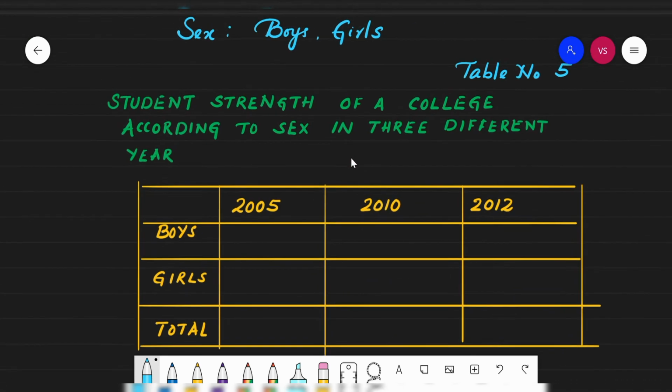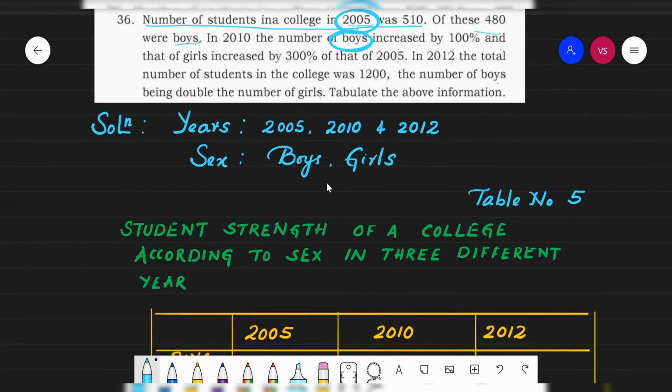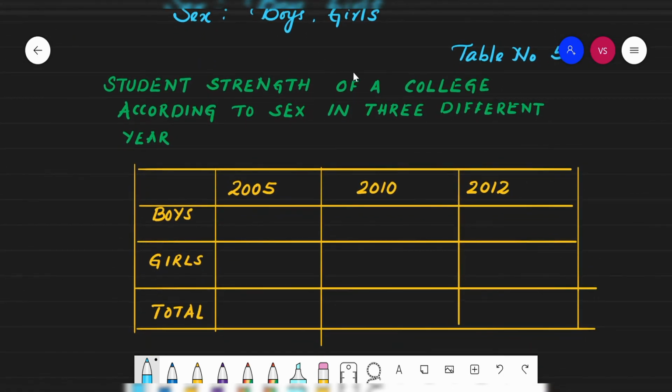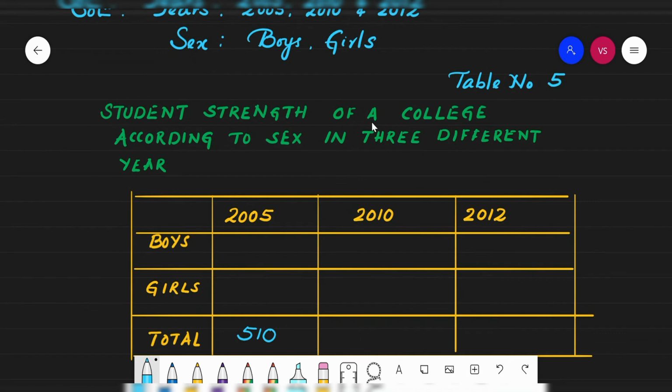Now let's see what is there in it. This says, in the year 2005, the number of students in a college was 510. So the 2005 total strength is 510. And of these, 480 were boys. In 510 in 2005, 480 were boys. The remaining 30 are girls. I hope it is very clear to you.